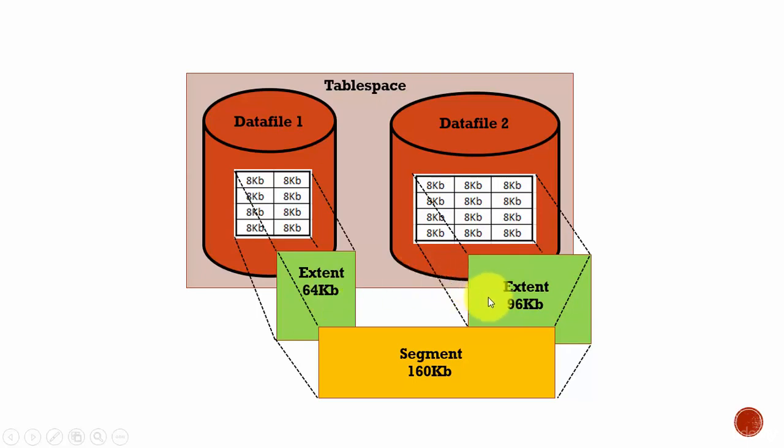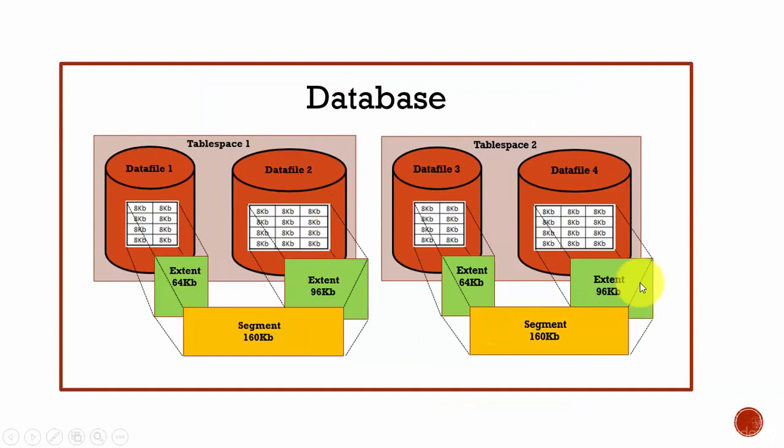And a group of extents make up a segment. You see here the segment is 64 KB and here the segment is 96 KB. So since we are grouping these two extents together, it's 160 KB. If you notice here, this segment is made up from two different data files. You see, segment, extent, and this extent is coming from data file 2, and here this extent is coming from data file 1. So literally, this segment is made up of blocks made from data file 1 and data file 2.